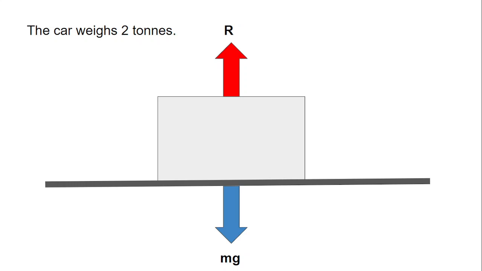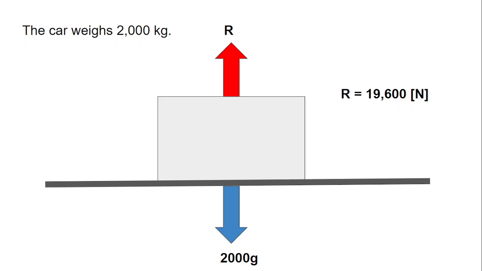We could also be talking about a car. The car weighs 2 tons. 1 ton equals 1,000 kilos, so 2 tons equals 2,000 kilos. 2,000 times 9.8 gives us 19,600.